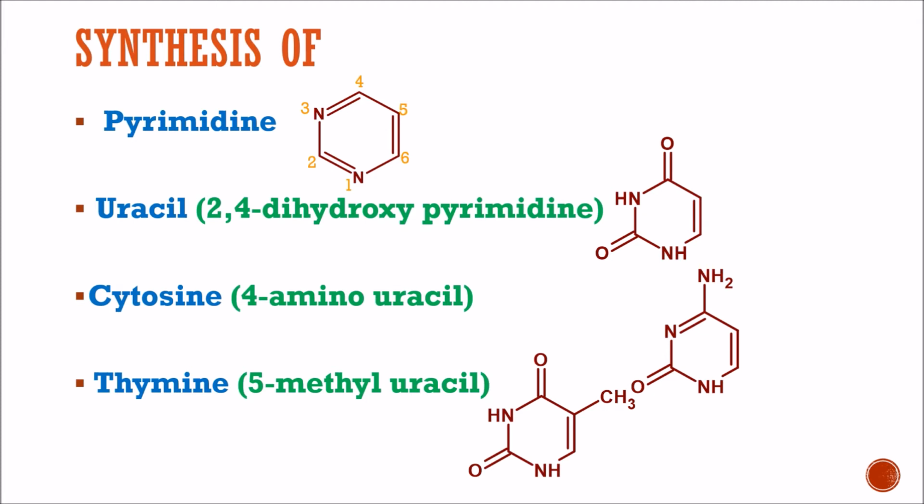Pyrimidine is a 6-member ring structure which contains 2 nitrogen at meta position to each other. Here the numbering can be done in the way that nitrogen get the minimum number. So here numbering nitrogen is 1, 2, 3, 4, 5 and 6. And next uracil is 2,4-dihydroxypyrimidine. So at second and fourth position hydroxyl group is present. Cytosine is 4-amino-uracil, that is at position 4 amino group is present. Here in thymine it is 5-methyl-uracil. So at position number 5 one methyl group is present.